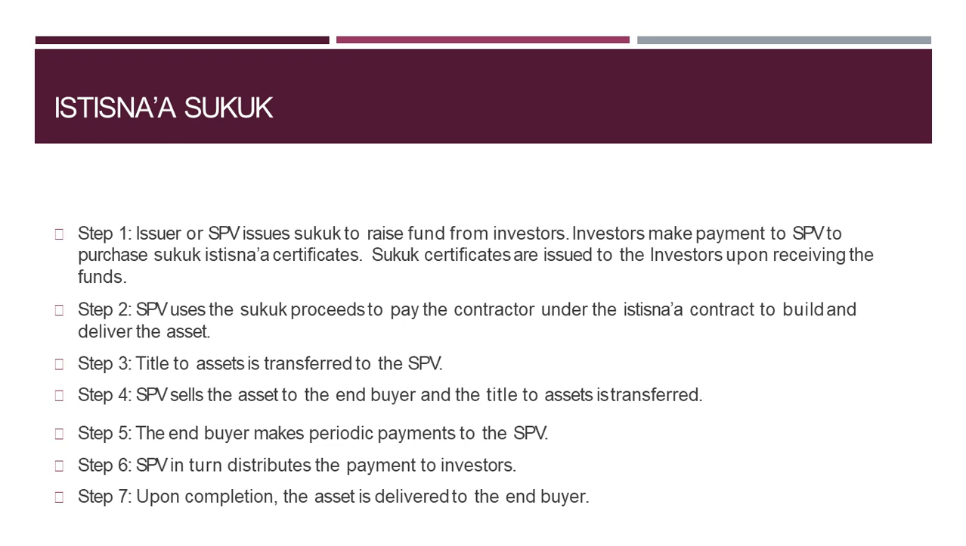Either they build or they deliver the assets, but this is based on the proceeds of the payment to the contractor under the istisna contract. In step 3, the title to the asset is transferred to the SPV first. First, the title of ownership of the assets is transferred to the special purpose vehicle. Then the special purpose vehicle sells the assets to the end buyer, and the title to the asset is transferred to the end buyer or the individual investor. In step 5, the end buyer makes periodic payments to the SPV, and the SPV distributes the payments to the investors. Upon completion, when all the cash flows are finished, the asset is delivered to the end buyer.